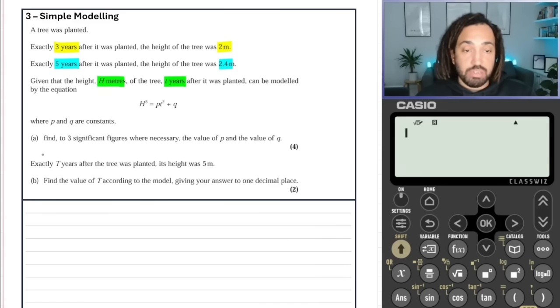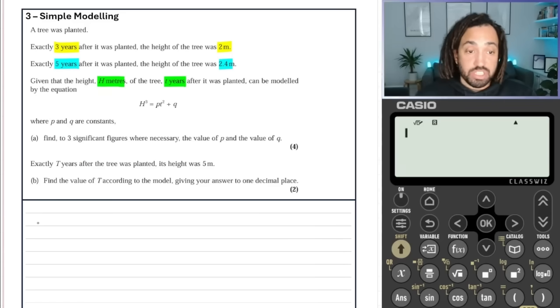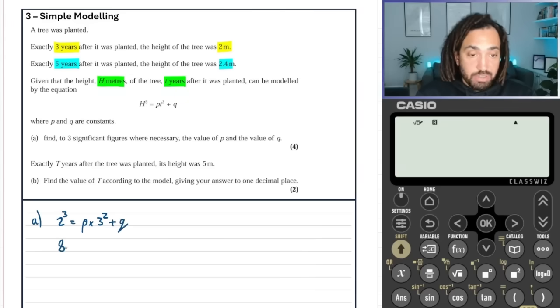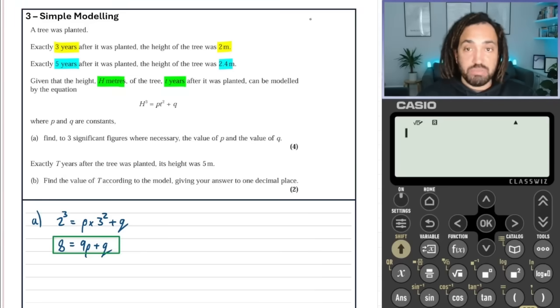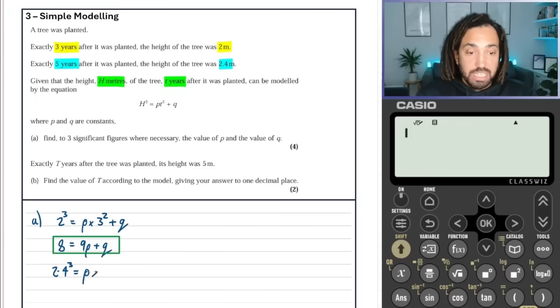Now this is the equation, and we've got to find those constants, so we're just going to substitute into that equation. So we'll start with the yellow information. So it's 2 cubed is equal to p times by t, which is 3 squared plus q. So let's simplify that. So that is 8 is equal to 9p plus q. Can't do any more with that, so we'll just box it up, and we'll move on to the next bit of information, which is the blue bit of information, and that is that the height is 2.4. So we'll cube that, and that's equal to p multiplied by 5 squared plus q.